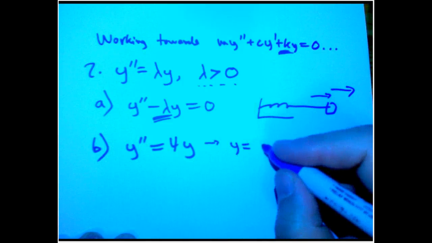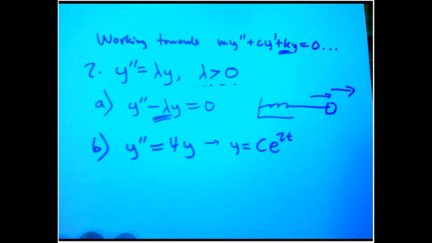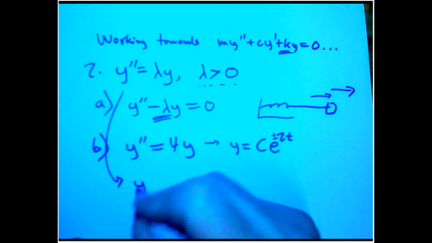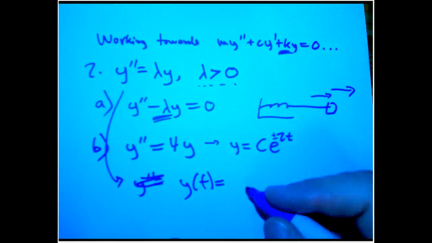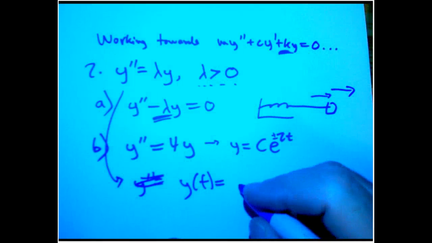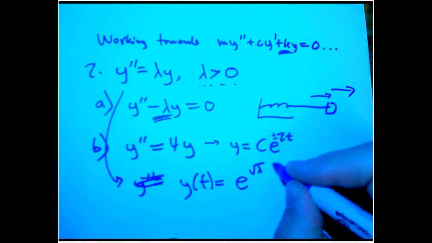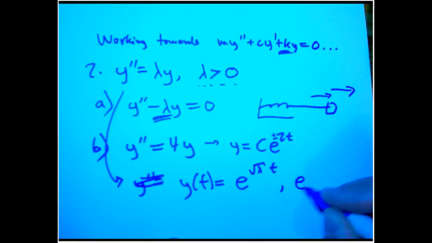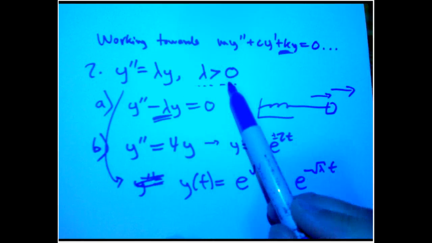Y equals some constant times e to the 2t. And now wait a minute. Is this the only number that squares to 4? Oh, plus or minus. So in general, the solution y of t is going to be, one of them is going to be e to the root lambda times t, and e to the minus root lambda times t. Okay, and now you can see why I would make this stipulation.